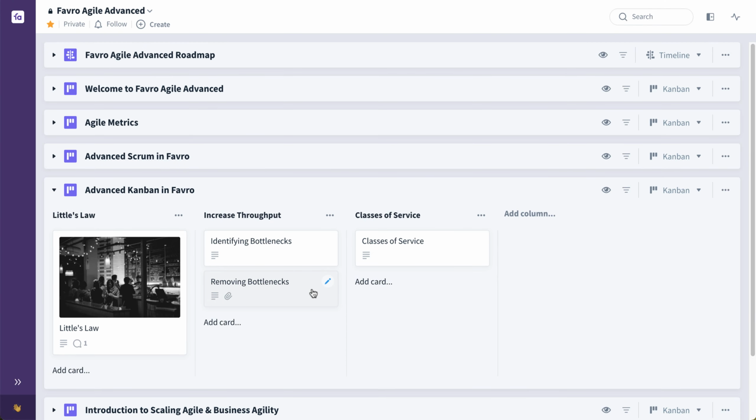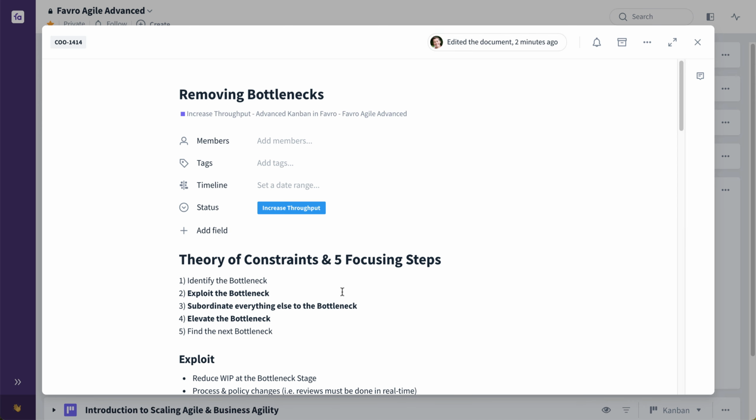Continuing our discussion on increasing throughput, now that you've identified the primary limiting factor, the primary bottleneck in your Kanban flow, let's focus on removing that bottleneck. So again, with the theory of constraints and the 5 focusing steps, we've already talked about identifying the bottleneck, how to do that, and then once you've removed it, finding the next bottleneck. Now we're going to focus on removing that bottleneck. So number 2 here, exploit the bottleneck.